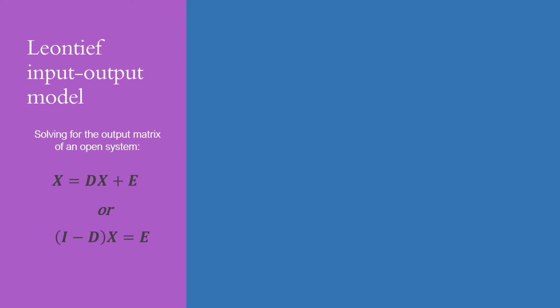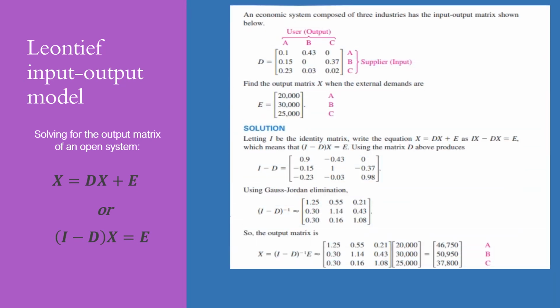So if we take this Leontief's input-output model, in order to solve a matrix, we know that we take X equal to DX plus E, or (I minus D) times X equal to E. Let us try to make use of this in this example. An economic system composed of three industries has an input-output matrix, which is given below. D, the first column has some probabilities, B has some probability values, C also has some probability values. So it gives the supplier-use model or input-output model. And the external demand is also given as a matrix: 20,000, 30,000 and 25,000.